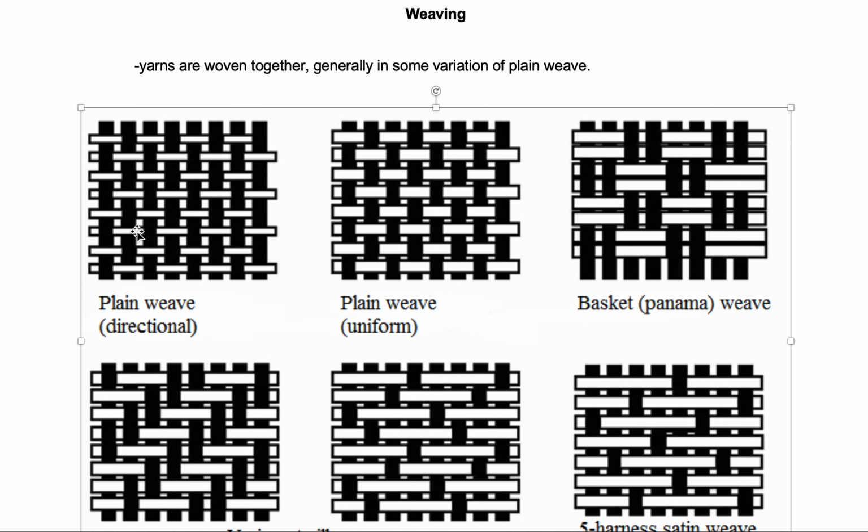It is possible to have different deniers in each direction. They call it a directional plain weave, and I've seen fabrics like that before, so keep that in mind. If you're dealing with fabrics like that, just keep in mind that the fabric is probably going to be stronger in one direction than the other.